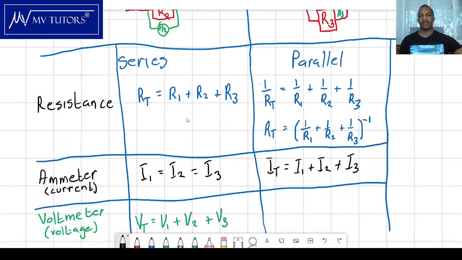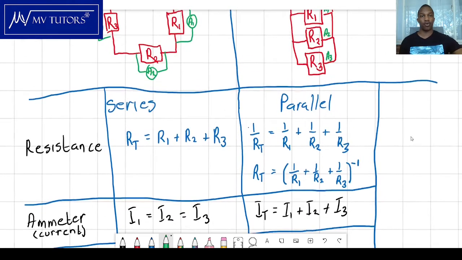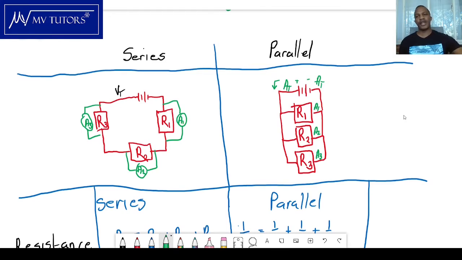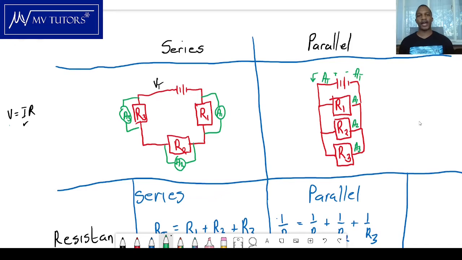Right, now let's look at parallel, the voltmeter, voltage under parallel conditions. Under parallel conditions, we have V1 equal to V2 equal to V3. Now let's go explore why that is. Like I said, voltage is equal to IR. The I is not the same, but it's in proportion.